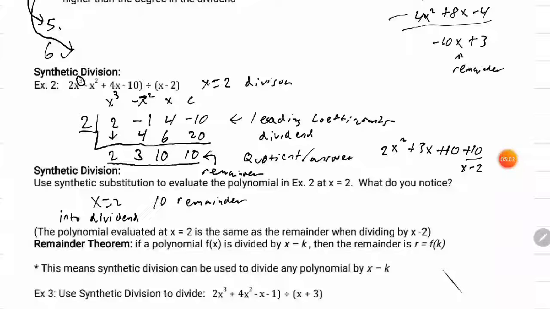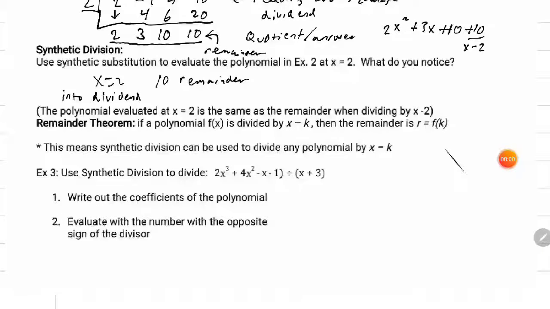All right, let's move on. So this comes to the remainder theorem. If a polynomial f of x is being divided by x minus k, then the remainder is always going to be equal to f of k. So what it's saying is, if you're dividing by x minus 2, the remainder is going to be the same number as if you plugged 2 into the dividend.